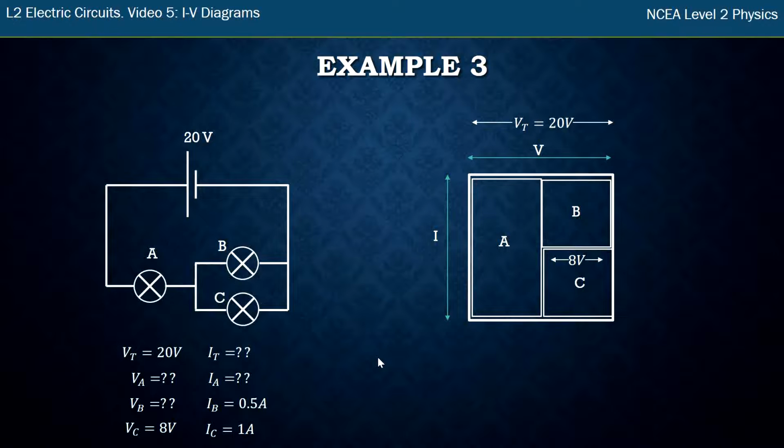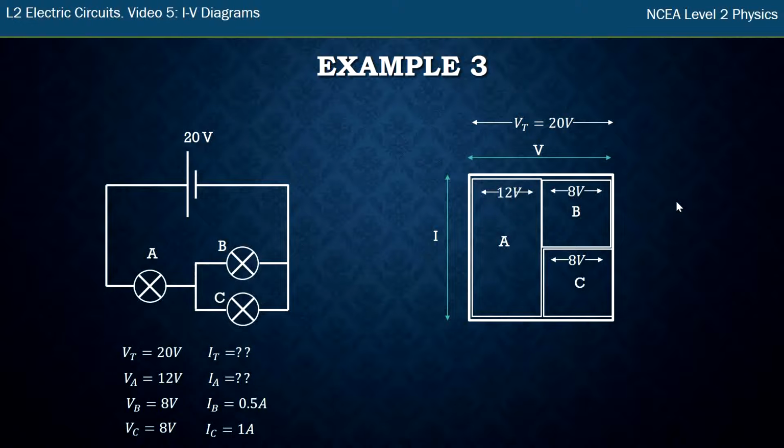Total voltage I know is the total width of the whole thing is 20, and I've been given C as a width of 8. Well, C and B have the same width, so that must be 8 as well. Cool, I got that information. And A must have a width of 12 for the total width to be 20, because 12 plus 8 equals 20. Great, I've got all the voltages.